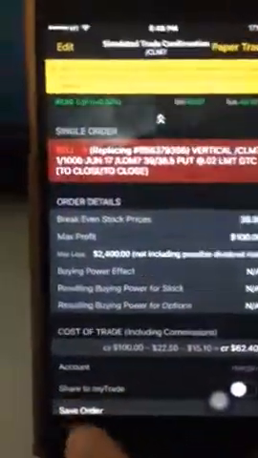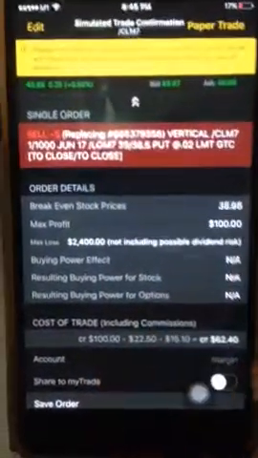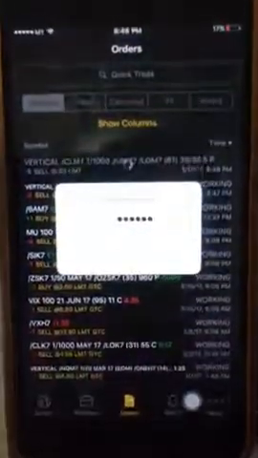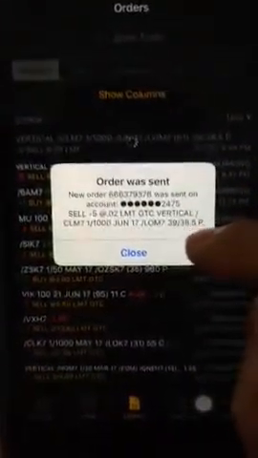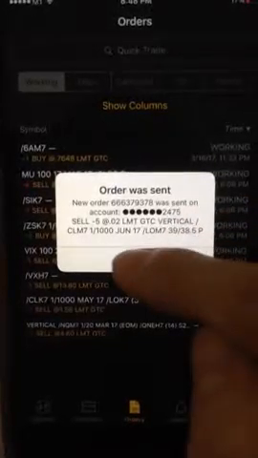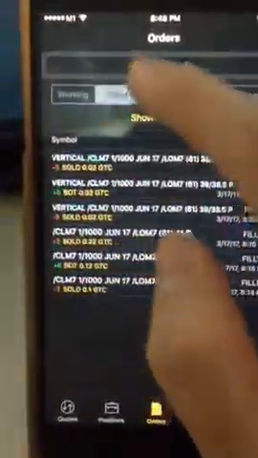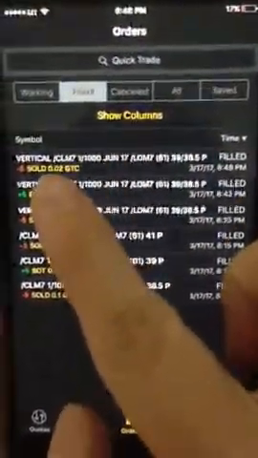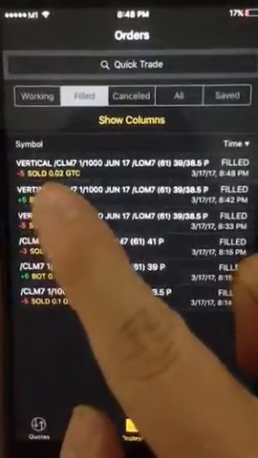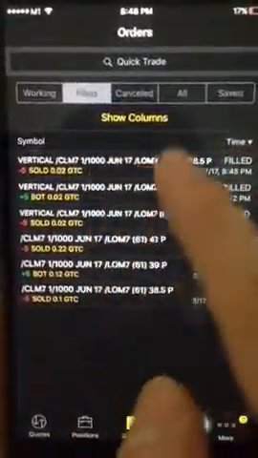Okay, check credit CR $100 and paper trade. I mean that's for demo account. Okay, I think it's already done. So if that's the case, you can just check it here, filled. So 5 lots sold, 0.02. So this trade is already closed.